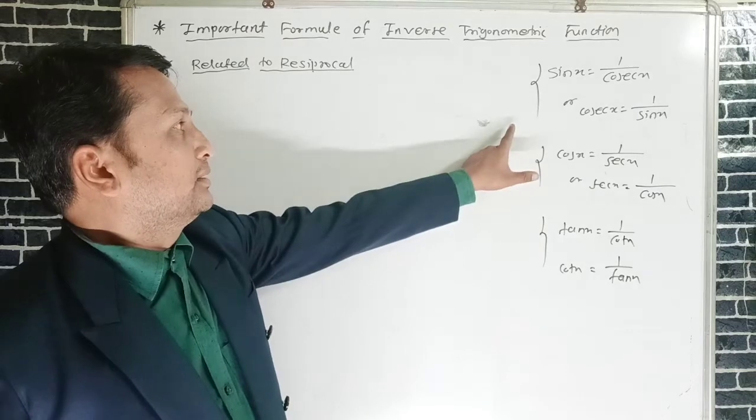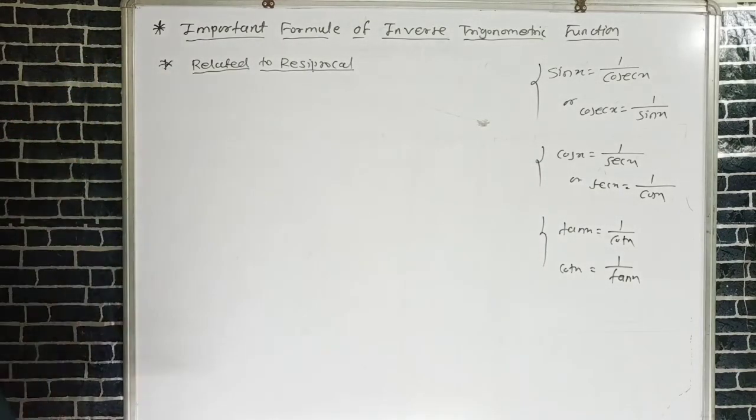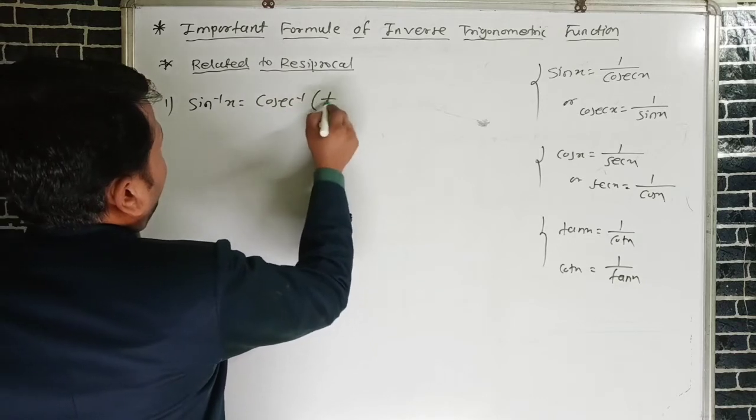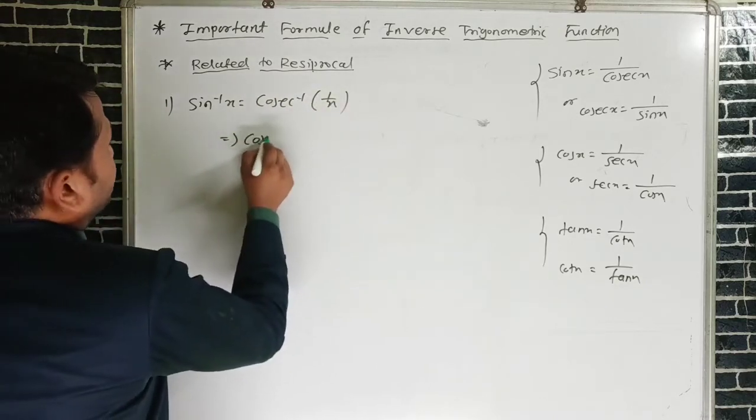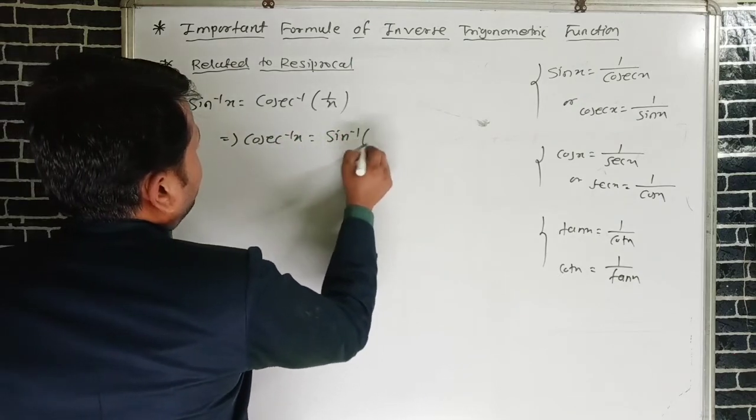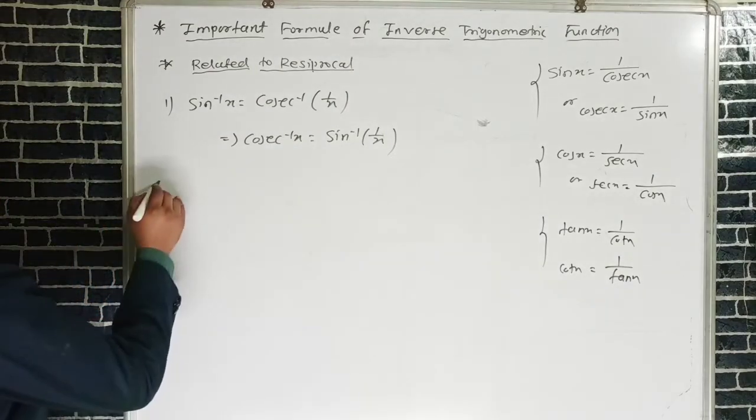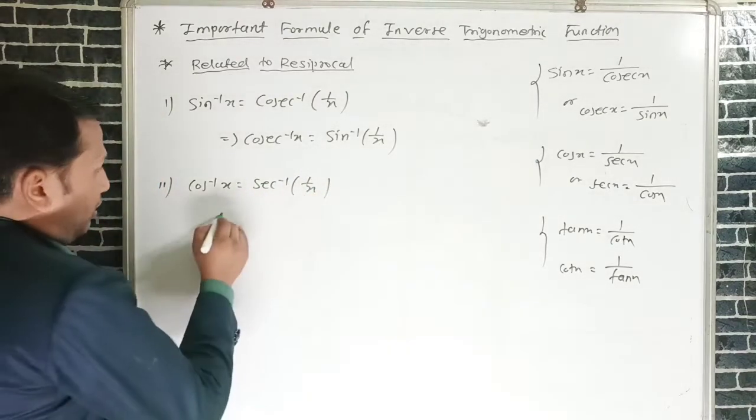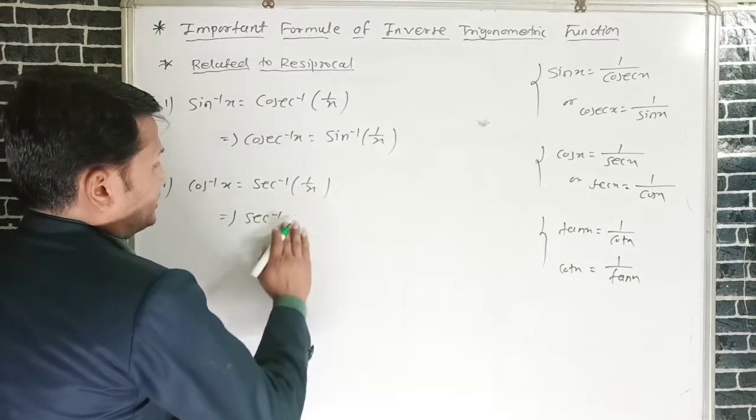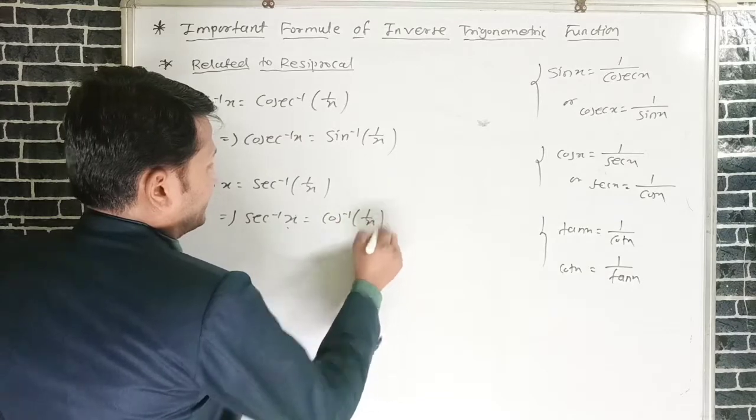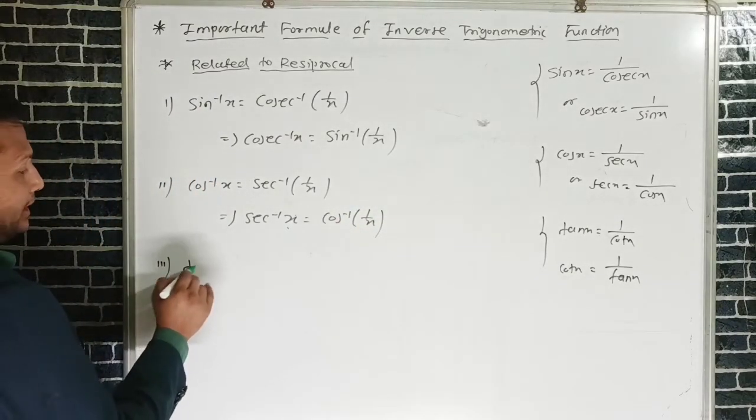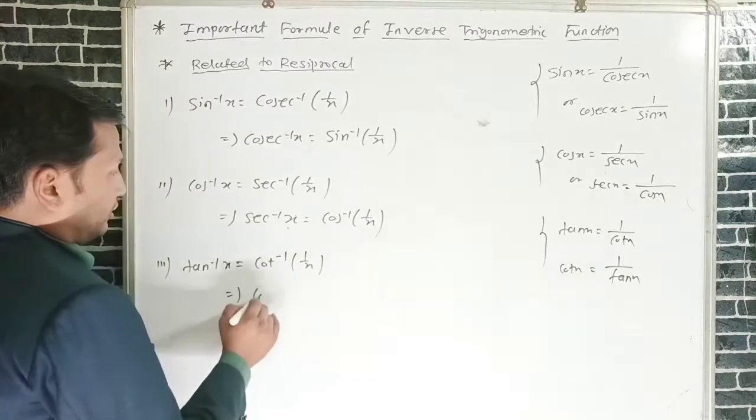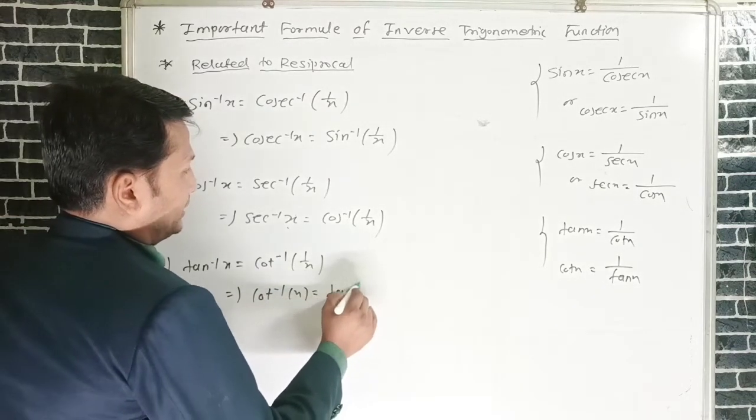Similarly, we can create the rules of inverse trigonometric functions. The first rule of inverse trigonometric functions: sin inverse of x is equal to cosec inverse of 1 by x, or cosec inverse of x is equal to sin inverse of 1 by x. After that, cos inverse of x is equal to sec inverse of 1 by x, or sec inverse of x is equal to cos inverse of 1 by x. Similarly, tan inverse of x is equal to cot inverse of 1 by x, and cot inverse of x is equal to tan inverse of 1 by x.